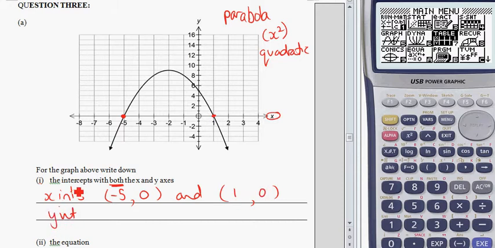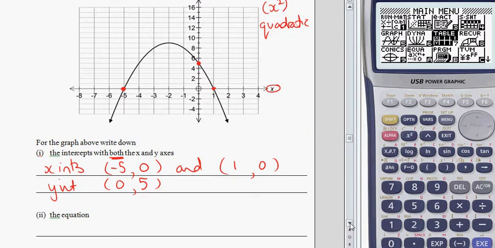Now the y-intercept, where the graph intercepts the y-axis, once again it's a coordinate point. It intercepts at the point 0 on the x, up to 5 on the y. Right, we might need to leave the graph here. Now of course we need the equation.